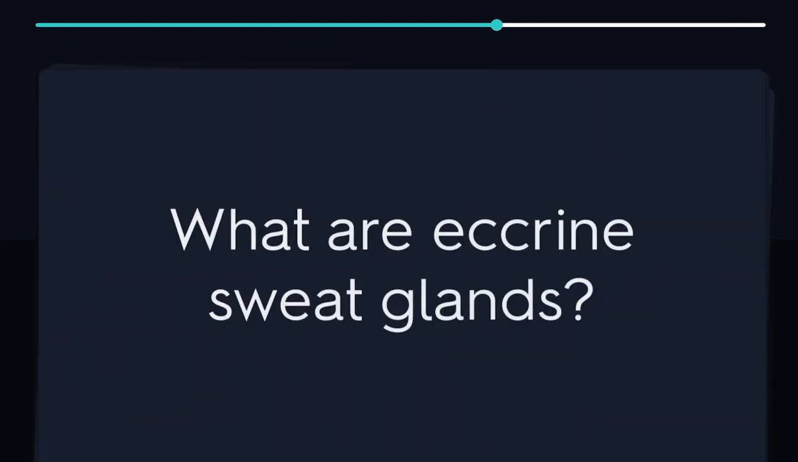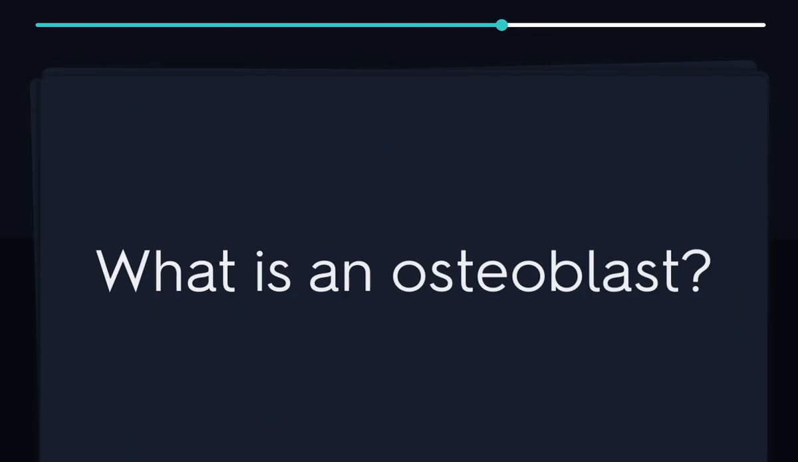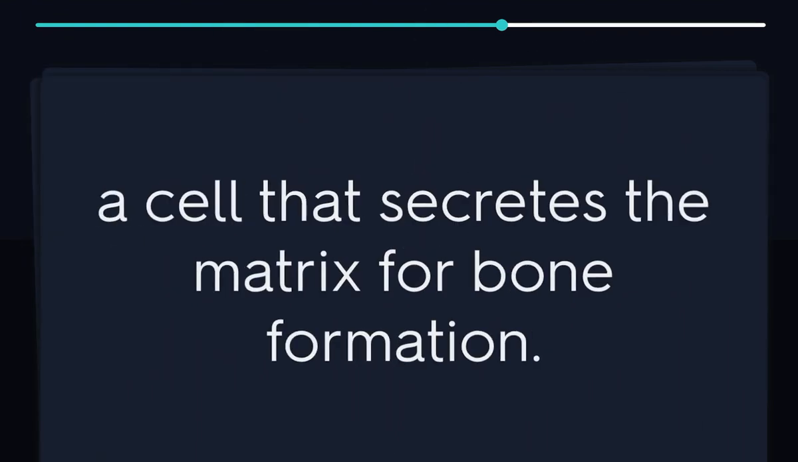What are eccrine sweat glands? Most abundant sweat glands, respond throughout life to body temperature elevated by environmental heat or exercise, found on forehead, neck, back, stabilizing body temperature. What is an osteoblast? A cell that secretes the matrix for bone formation.